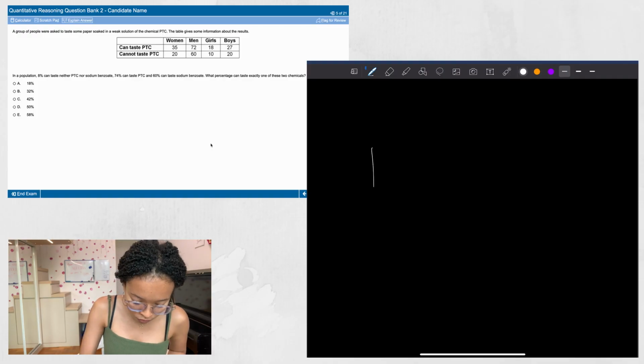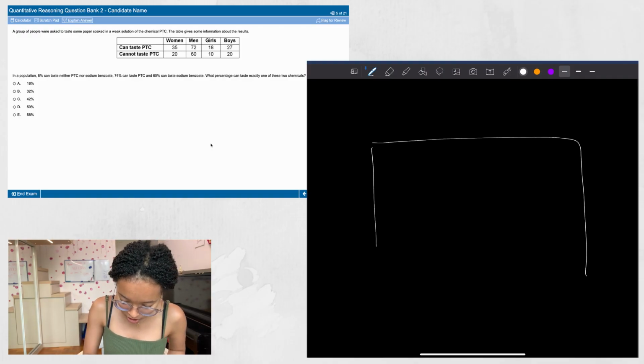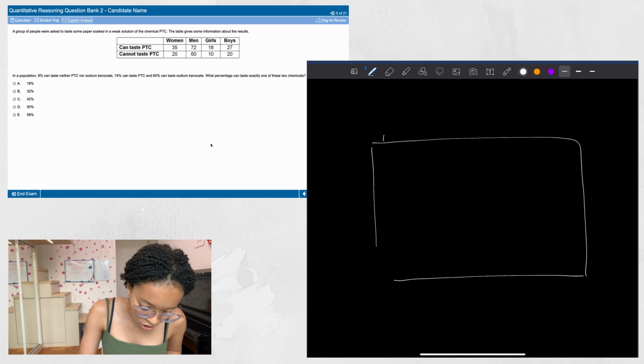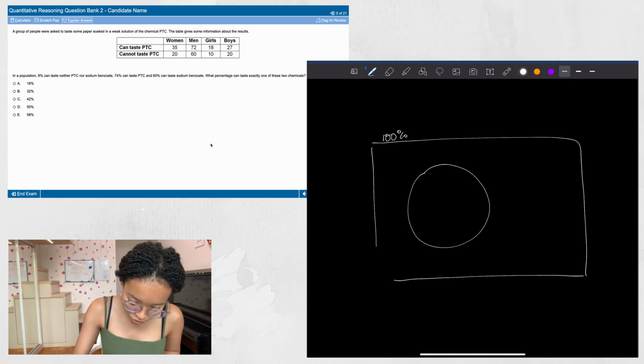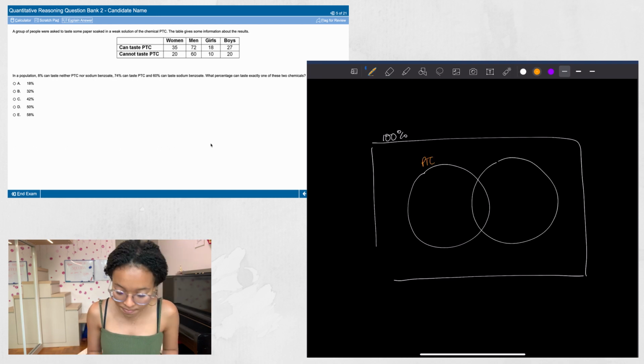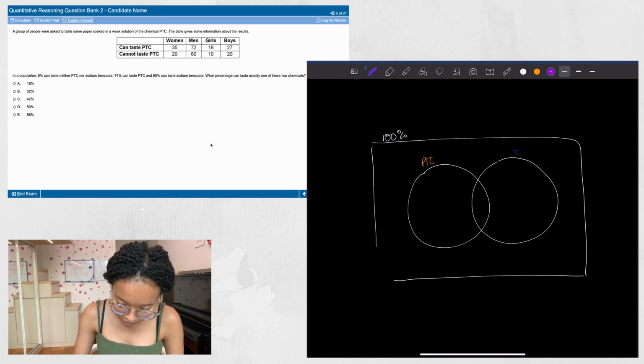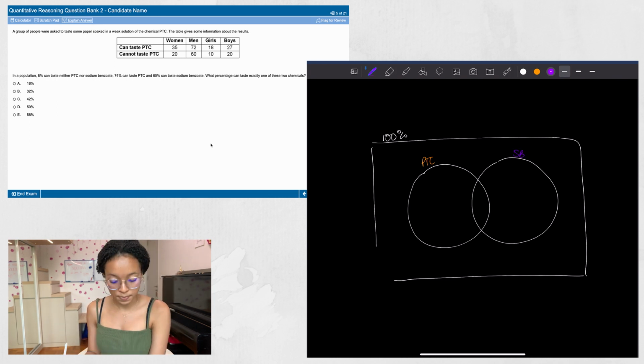So let's do this. Let me first draw a rectangle that's going to enclose everything. So that's 100% of people. Then we have the first circle and then the second circle. The first circle is the amount of people that can taste PTC, and the second circle is the people that can taste sodium benzoate, so SB.